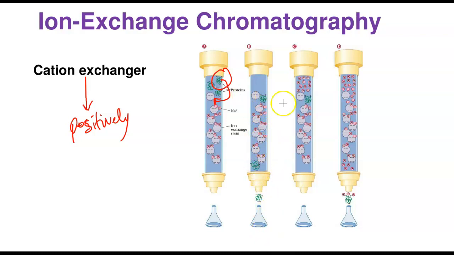Leaves immediately. And when they leave, you cannot change the buffer of this one by doing what? By adding more what? More positive charges to elute it at the end of the day. And you've done your separation. And this is what we call the ion exchange chromatography.